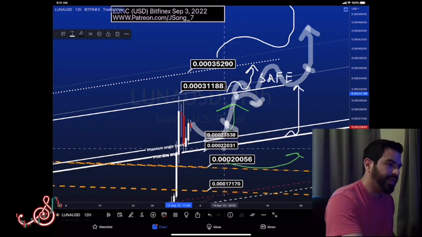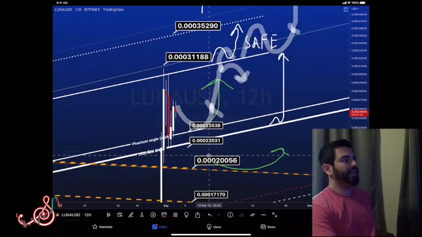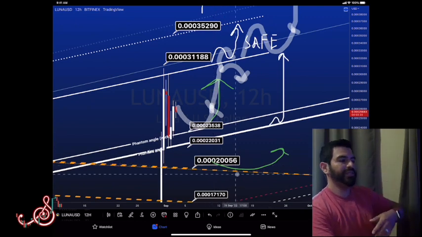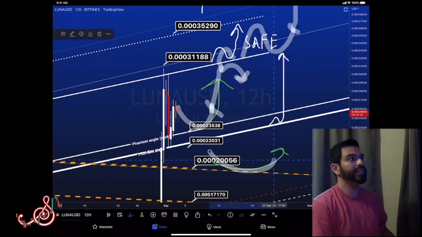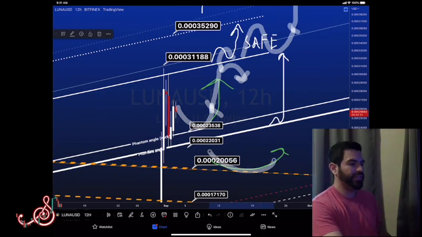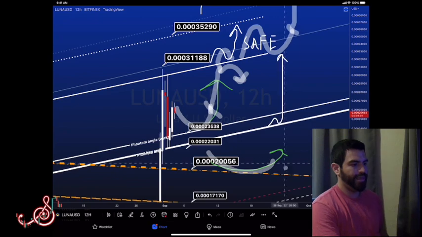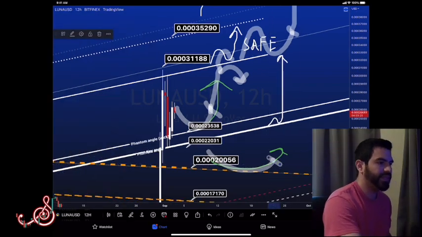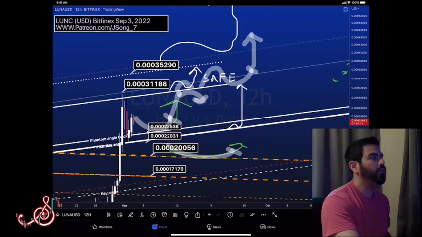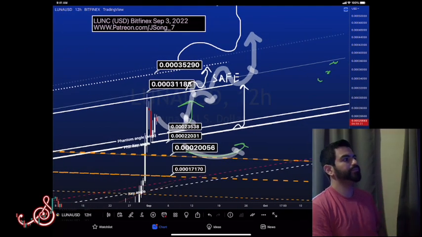There is one other place I'm looking for it to round, and it's here at the bottom. Okay, 00020. When we come down here and round here, that'll be another good place where I might look to buy again. Okay, these three places. I would be looking to buy approximately there. Does that answer everybody's question? Does anybody have any other questions about Luna and what we are expecting on this map?